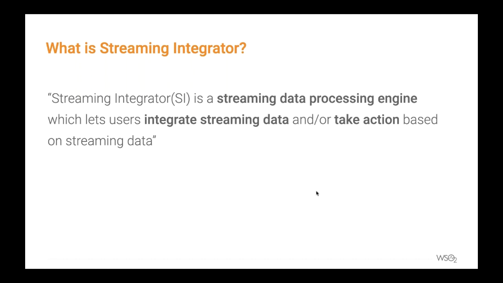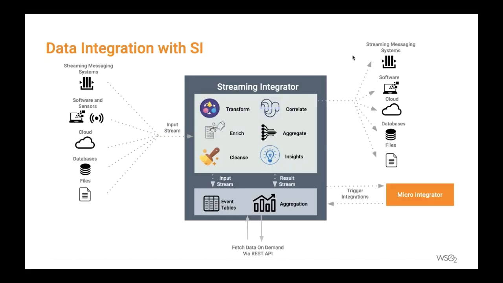If I go to the next slide, this is the high level picture of the capabilities that Streaming Integrator provides. In Streaming Integrator, we have the concept of sources, that is the functionality to get the data into the system. For that, we have a lot of inbuilt sources available, like Kafka, RDBMS, file, etc. So you can connect to any data source outside, read that data and get it into the Streaming Integrator. As shown here, it has the capability to integrate with messaging systems, cloud, databases, files.